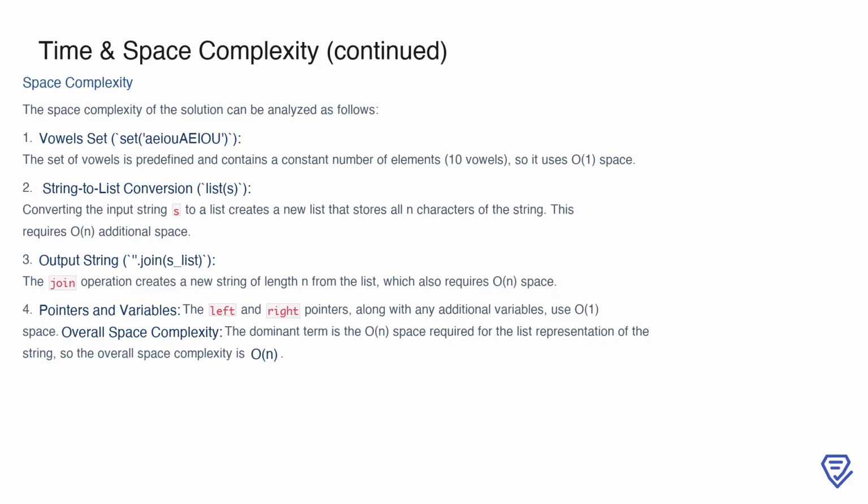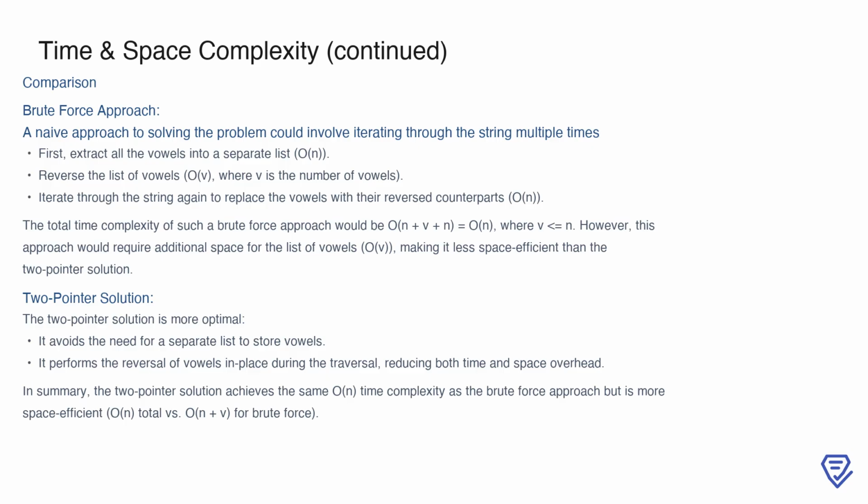Let's compare this with a brute force approach to understand why the two-pointer solution is more optimal. In a naive solution, we could extract all vowels into a separate list, reverse this list, and then iterate through the string again to replace vowels with their reversed counterparts. This involves three main steps: extracting vowels, which takes O(n) time, reversing the list of vowels, which takes O(v) time where v is the number of vowels, and updating the string, which takes another O(n). While the time complexity of this approach is still O(n), the space complexity is less efficient because it requires additional space to store the list of vowels, O(v).